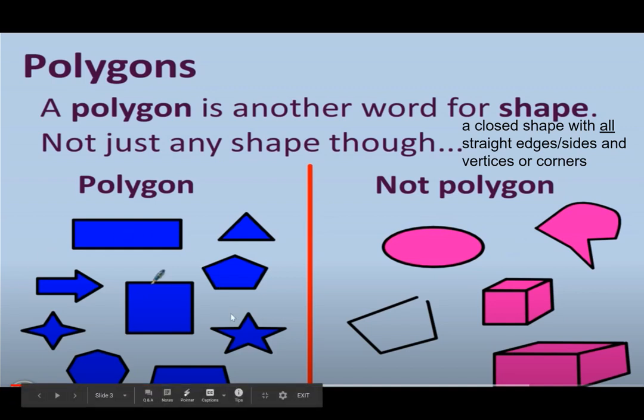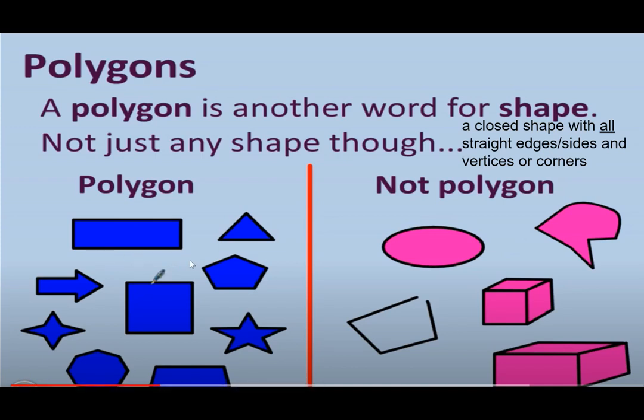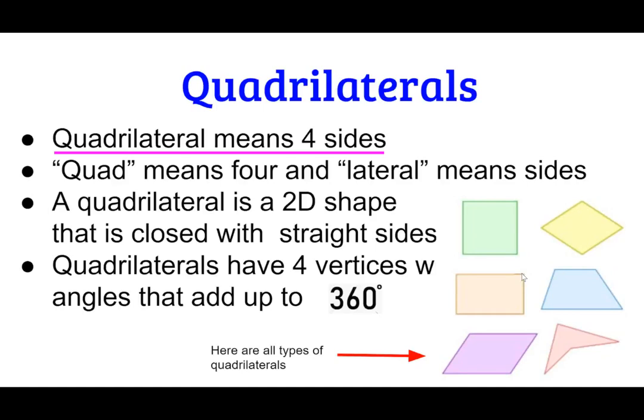So on this side, you can see all the examples where they have a straight edge or a side, and there are corners, clear corners. These are not polygons because this is not closed. It's an open shape. This is a three-dimensional shape, and what we're going to be focusing on is two-dimensional, so they're flat. This is curved, the circular, same with this one, so they are not qualified as being polygons.